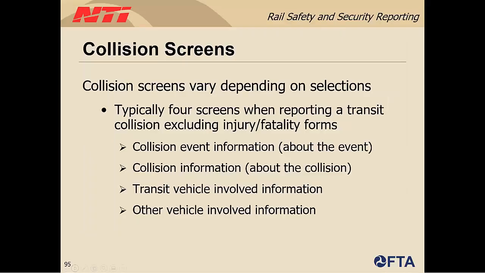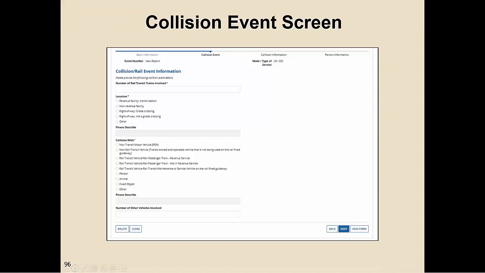All right, so now we're going to start going through the various collision screens. Typically, there will be 4 screens involved in the average collision. So it's the collision event information screen, the collision information screen, the transit vehicle involved screens, and then finally, if another vehicle is involved, there will also be other vehicle forms. This is what the collision event screen looks like, and we're going to go through each of the selections now.